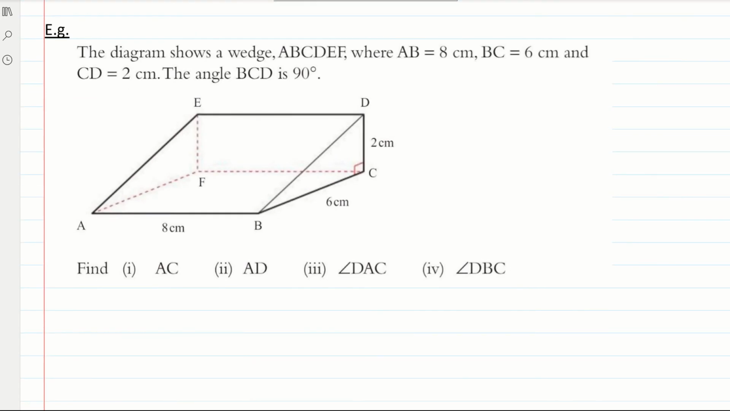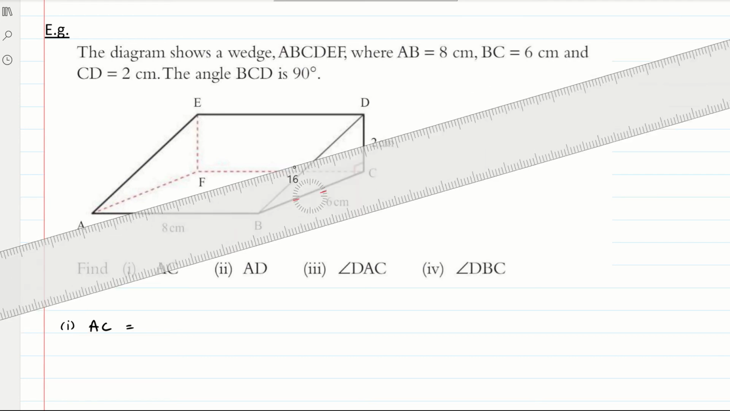The first question is pretty much a GCSE question, so you might want to pause the video, do it yourselves, and then just quickly fast forward and find the answers and check your work, but I will go through it. So you've got the wedge A, B, C, D, E, F, they're telling you the information, and you know that the angle BCD is 90 degrees, and it says find AC.